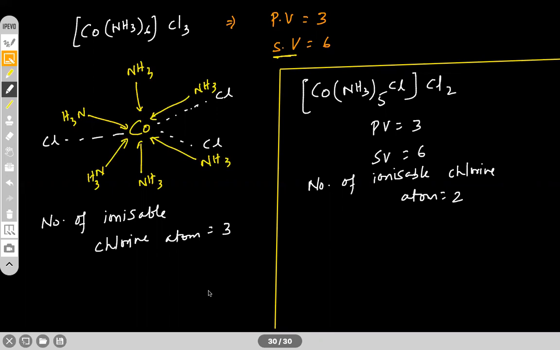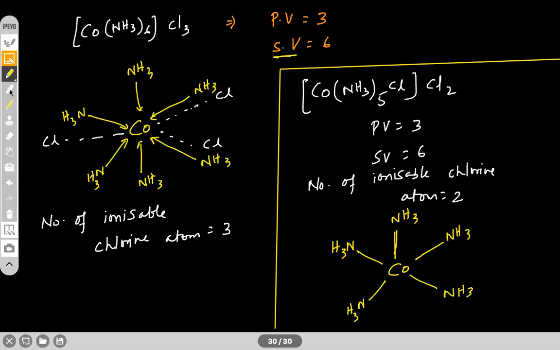Now, when you draw the structure of it, how do we draw it? We'll take cobalt here in the center. I'll just write down a line here like this. NH3, NH3. Consider this as the coordinate only. NH3, we have only 5, right? So we'll have this and one NH3 here, 3, then 4, and then 5, and here we have suppose one chlorine.